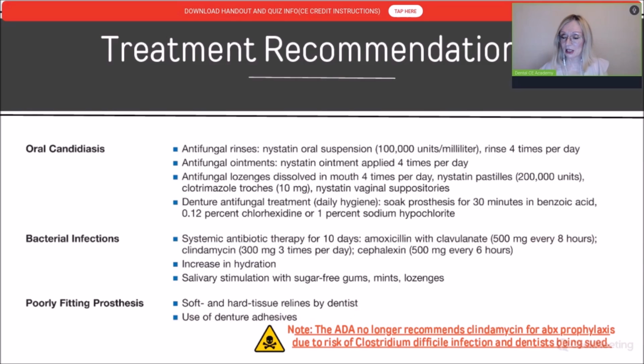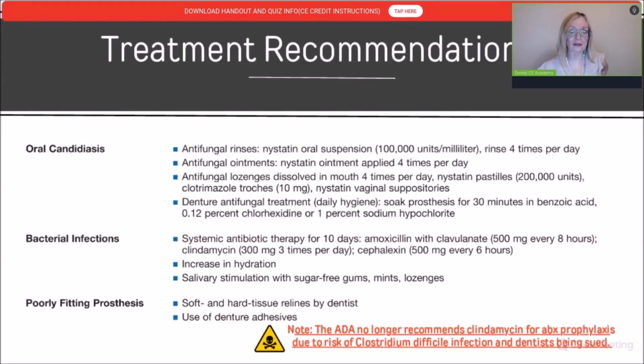But note, the American Dental Association no longer recommends clindamycin for antibiotic prophylaxis. It was removed from the guidelines as of 2019 and 2021 due to the risk of Clostridium difficile infection and dentists being sued. So if you are still using clindamycin, if you tap on that link, it will take you to the ADA's updated recommendations. But you need to eliminate clindamycin from your formulary. And it doesn't matter if you're dealing with an older adult or a younger adult, clindamycin should not be in anybody's dental practice. All right.